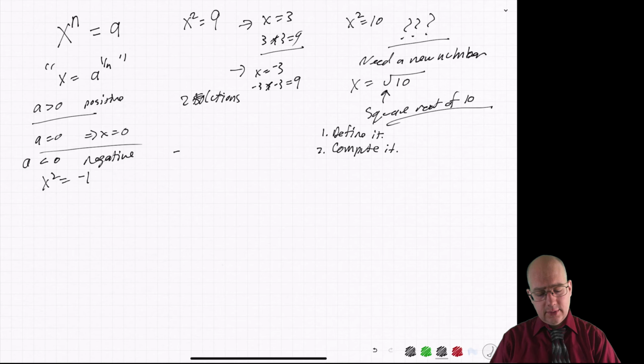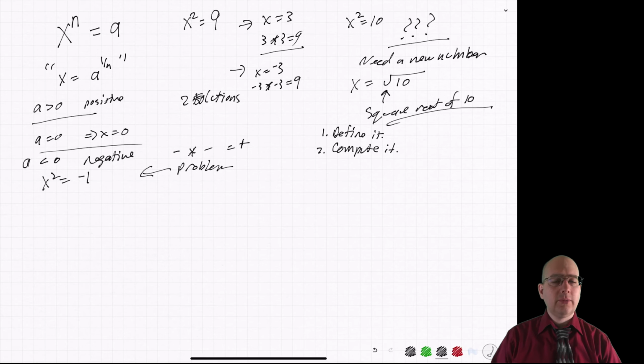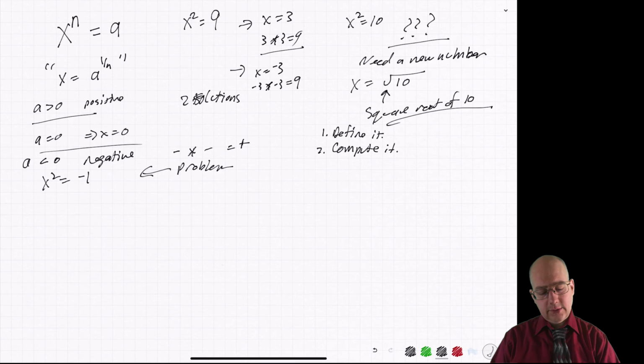Negative times negative is equal to plus. Problem. Right? Also plus times plus. Plus times plus is plus. So there's no way to get a number for that. So we just create something new. Create new thing. i equals the square root of minus 1.